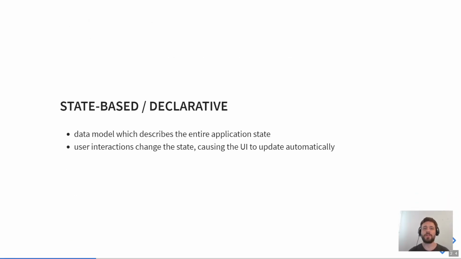State-based or declarative means that there is a data model that describes the entire application state. User interactions can cause the state to change, which will update the view that is being presented to the user.